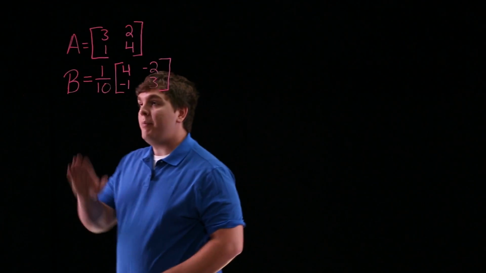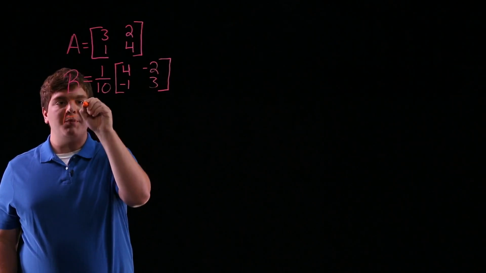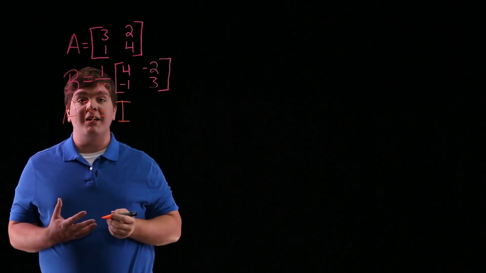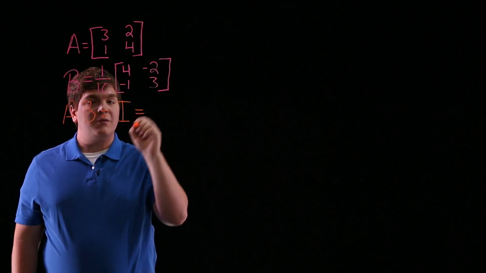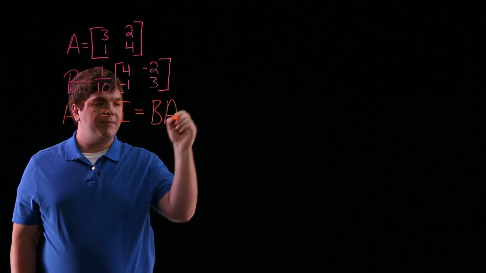For this problem, we're given two matrices, A and B, and we're asked to show that B is the inverse of A. So in order to show that B is the inverse of A, we want to show that A times B is equal to the 2 by 2 identity matrix, and we want to show that this is also equal to B times A.